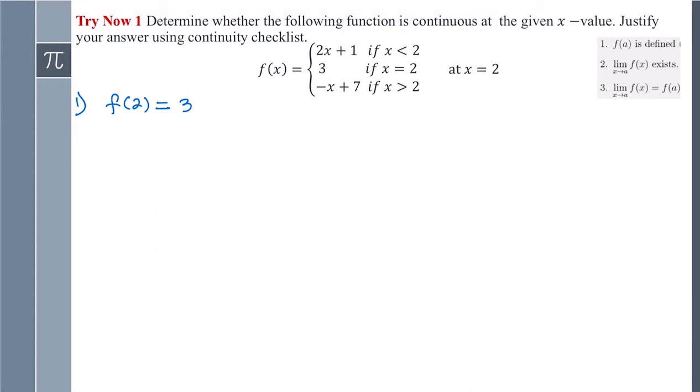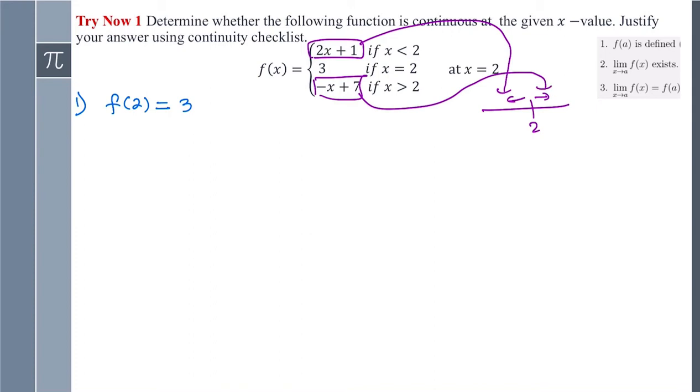Now let's go ahead and check the limit. So again, for this one, we have to use both side limit because this is a piecewise function. So again, on the left of 2, we are going to use this function. And for the right of 2, we are going to use this function. And at x equals 2, we have 3. So let's go ahead and find the left-hand limit. So for the second condition, we're going to check the limit.